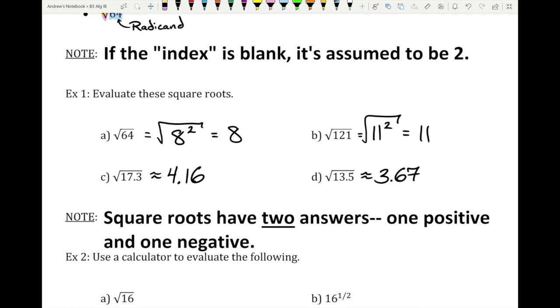So what I would say is that this is 8 or negative 8. Same thing for the 11s, right? This is 11 or negative 11, right? Same thing for these ones.